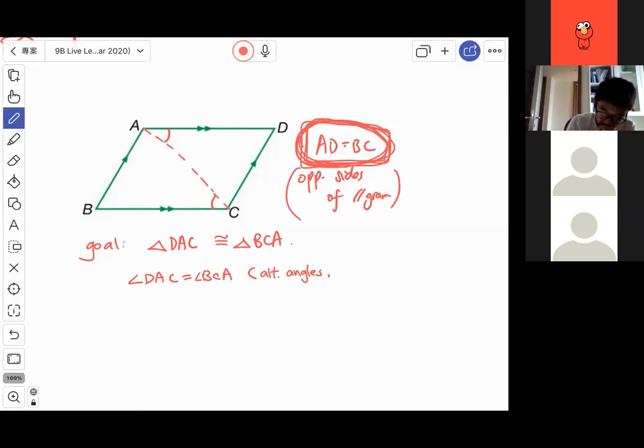Okay, alternate angles and then you should write parallel lines, because we know that AD is parallel to BC. Why? By the definition of parallelogram. Okay, so what's next in order to prove this congruent triangle? It should be an easy question for you. Chelsea, easy question for you.